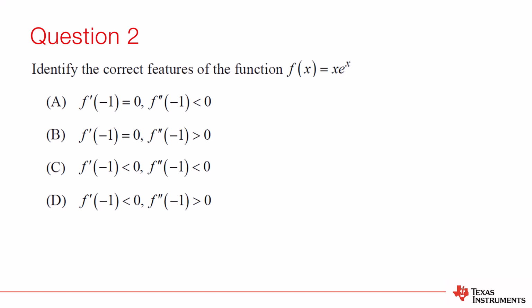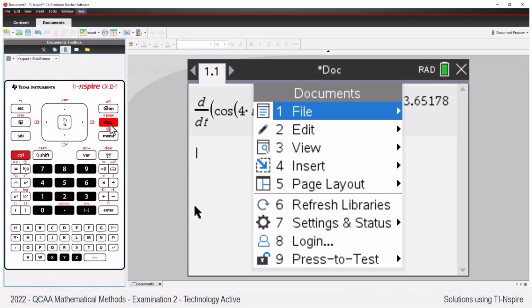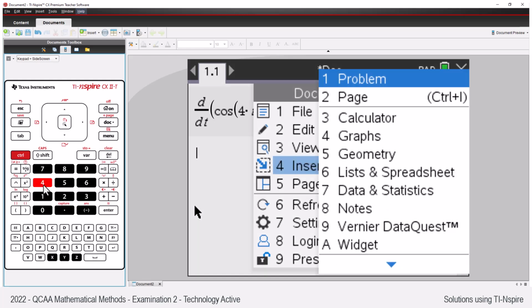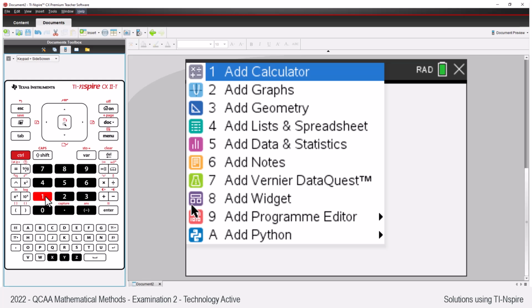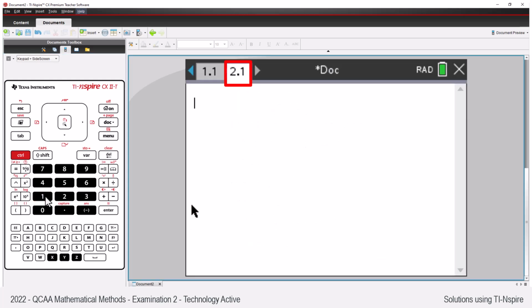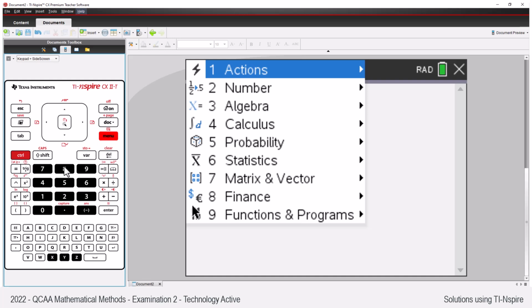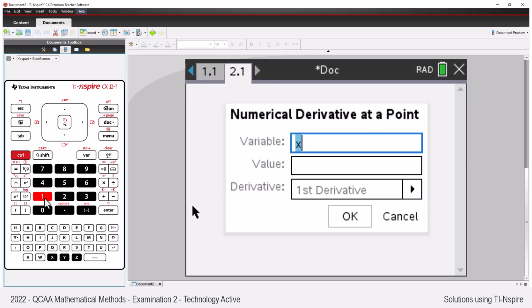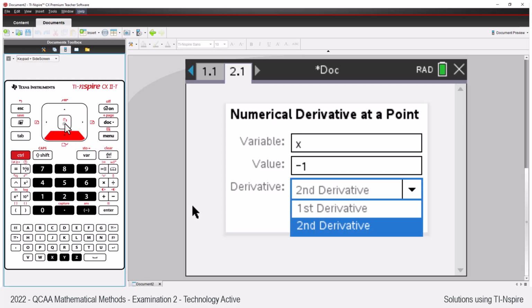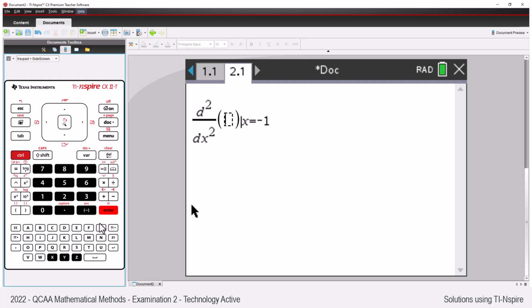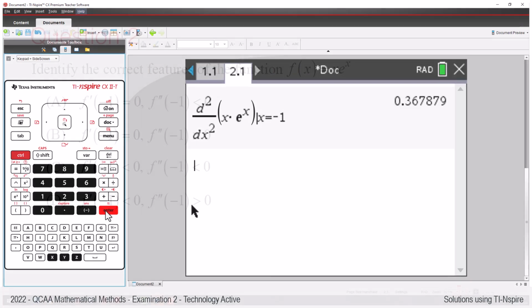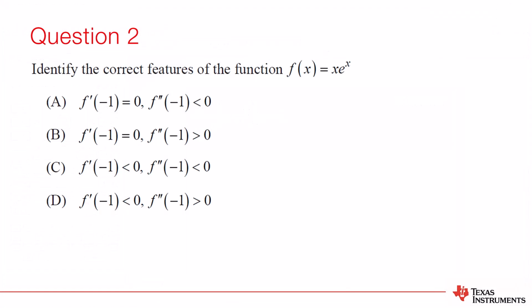The first thing I will do is insert another problem. While this is not necessary mathematically, it makes things much easier if we need to go back and review a previous question. For this question, I'll use the calculator's menu and select derivative at a point. The variable is x, where x equals negative 1. I'm going to start by calculating the second derivative. We get an answer of 0.3678, etc.